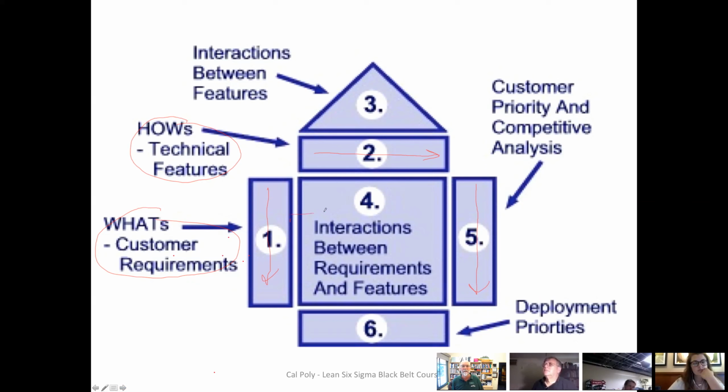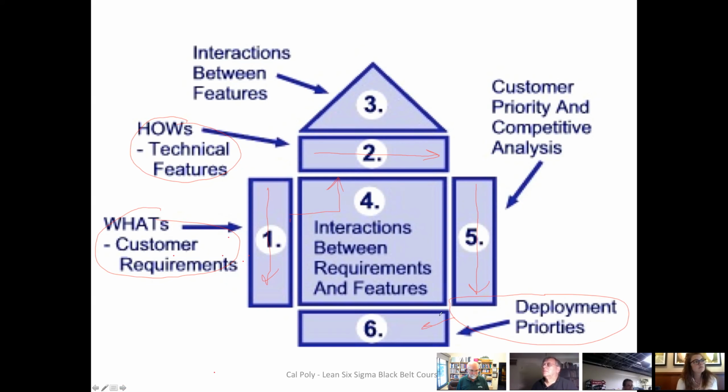We're going to look at the interaction between these 2 things. So we're going to look at what the interactions are. And then ultimately, by doing all this, we're going to try to figure out what the deployment priorities are. What are the priorities that we want to do for implementing the voice of the customer in our organization?